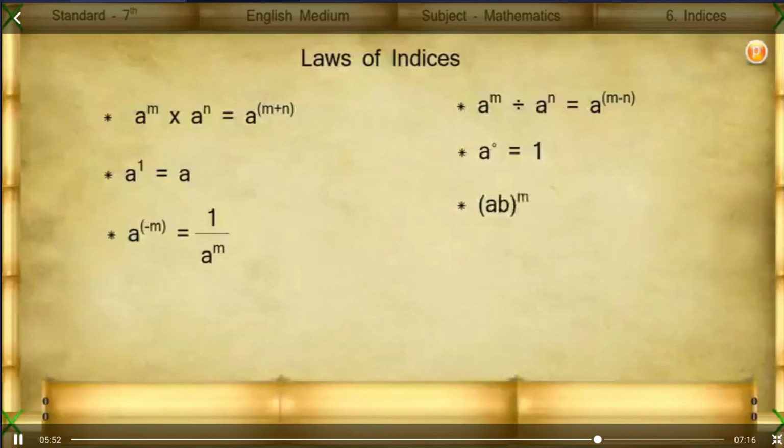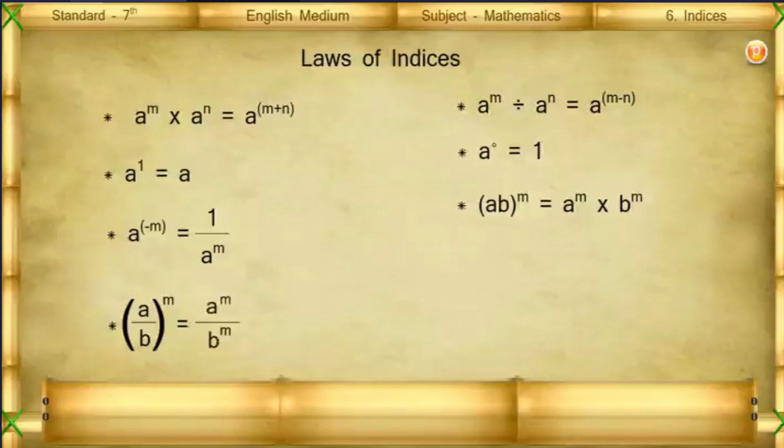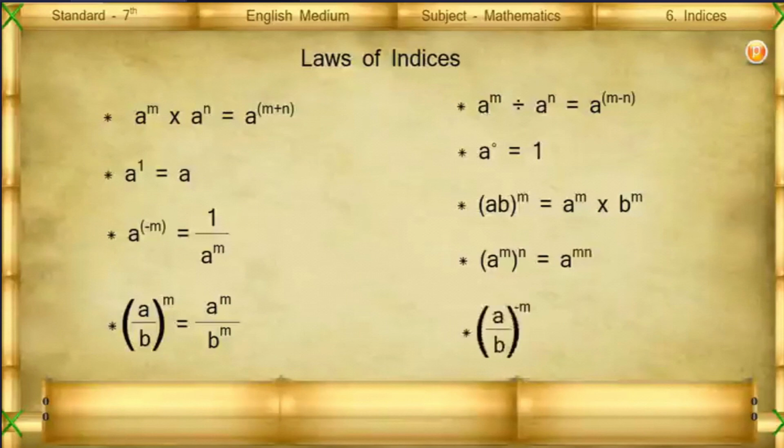(ab) whole raised to m is equal to a raised to m into b raised to m. (a upon b) whole raised to m is equal to a raised to m upon b raised to m. (a raised to m) whole raised to n is equal to a raised to mn. (a upon b) whole raised to minus m is equal to (b upon a) whole raised to m.